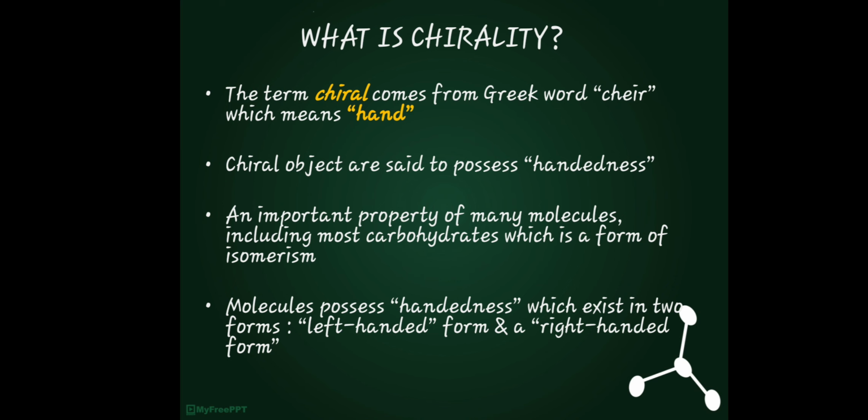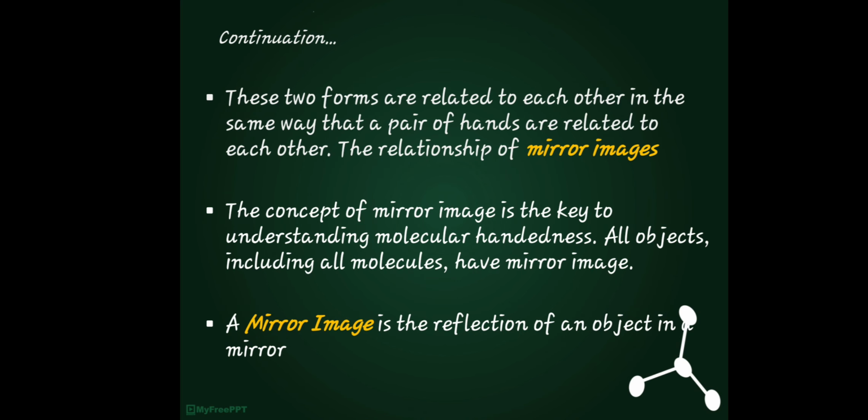Now let's move forward to another slide. It says also that the left-handed and right-handed forms are related to each other in the same way that a pair of hands are related to each other. That's why chirality is compared to your left hand and right hand, because they are related to each other, and that relationship is called a mirror image. The concept of a mirror image is the key to understanding molecular handedness. All objects, including all molecules, have a mirror image.